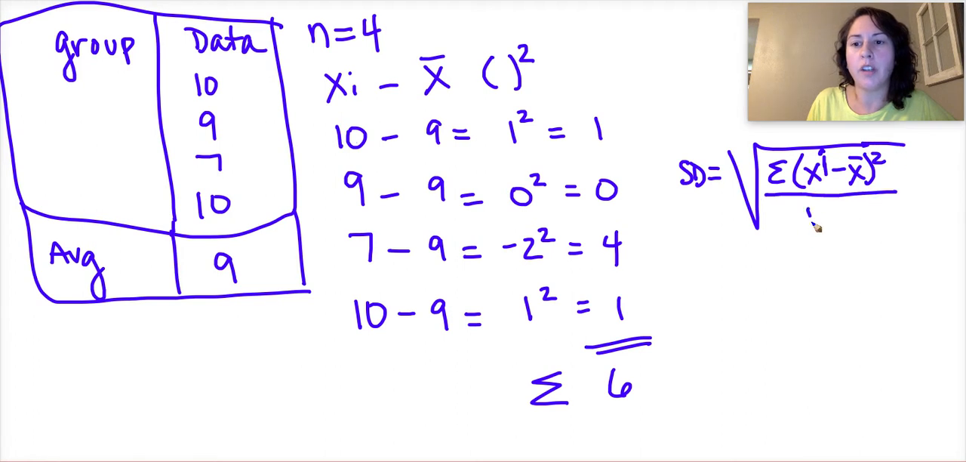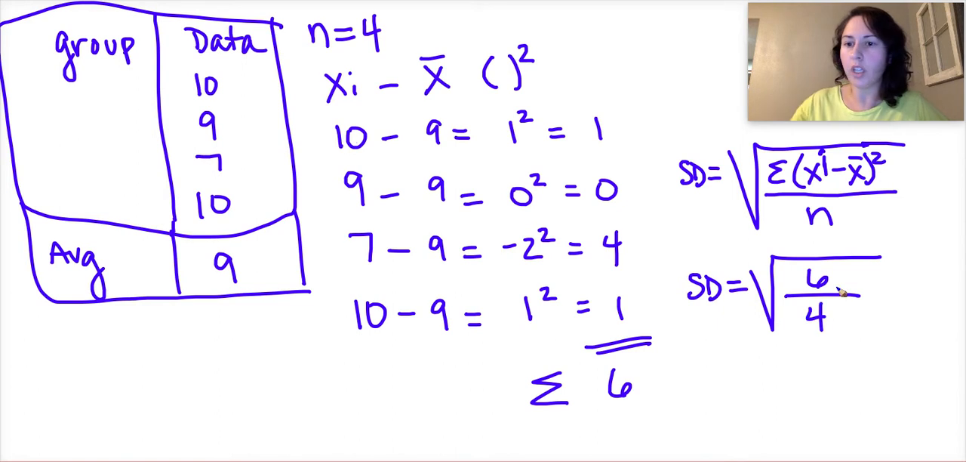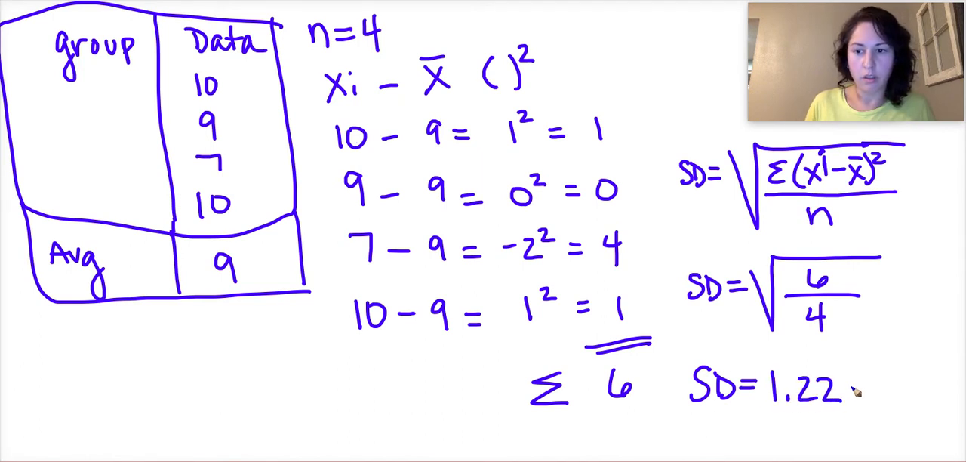Now we want to divide that by n and then take the square root of it. So I'm going to have the square root of 6 over n, which was 4. In my calculator, I do 6 divided by 4, and then take the square root of that. I find that my standard deviation is around 1.2247. Then I would use this number.